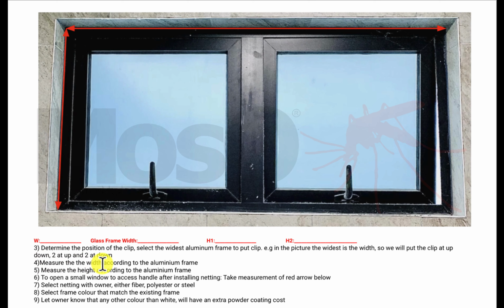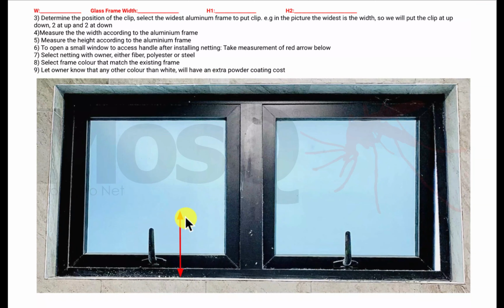Next, measure the width according to the aluminum frame and measure the height according to the aluminum frame. To open a small window to access the handle after installing the net, take the measurement of the red arrow below. So take the measurement of the arrow or equally divide it into half so that we can slide the netting up.